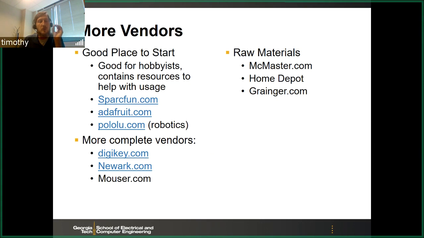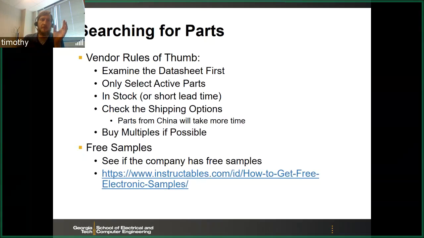If you want to go to a more industry-focused place, you can go to Digi-Key, Newark, Mouser, and then if you're looking for raw materials, McMaster, Home Depot, Grainger. All of these sites have a wealth of information. Those are a lot of the mechanical and raw materials, and for the electronics, Digi-Key, Newark, you're going to be able to find almost anything you could ever imagine if you can search through it.